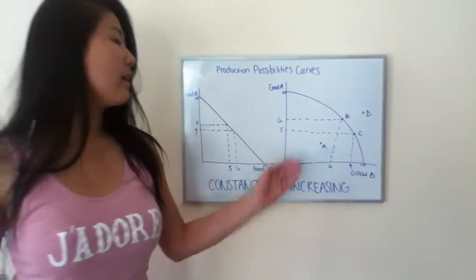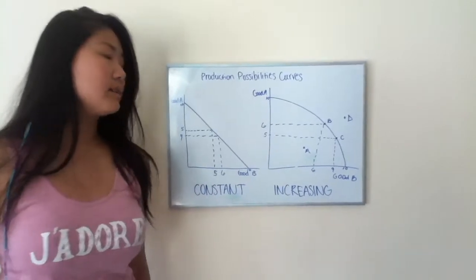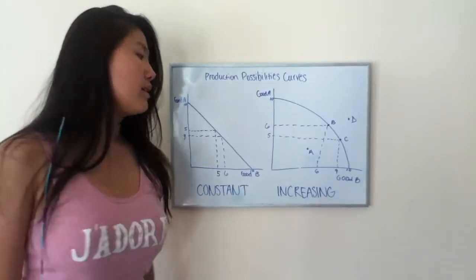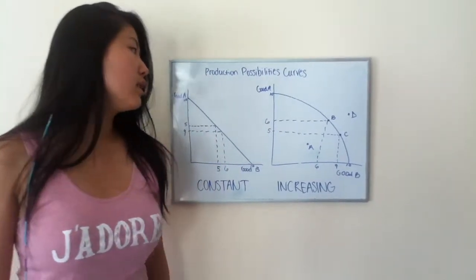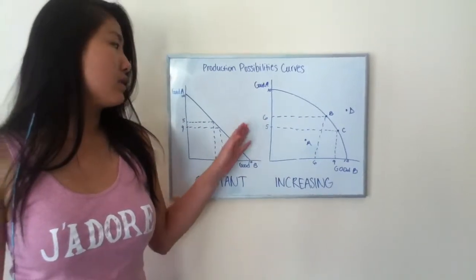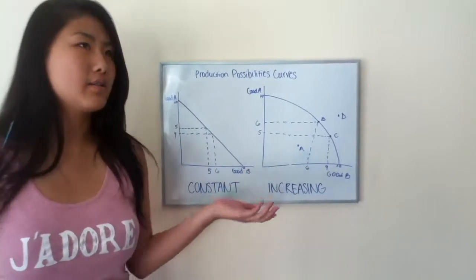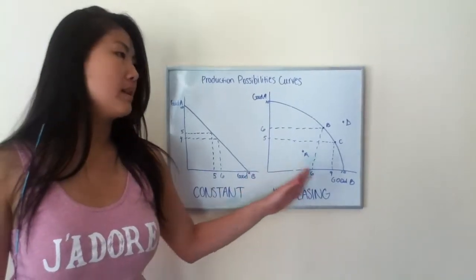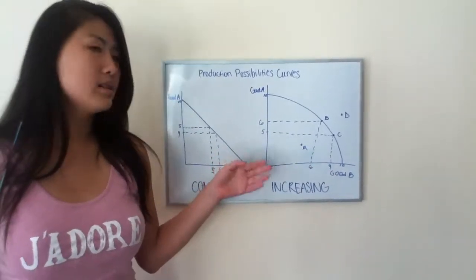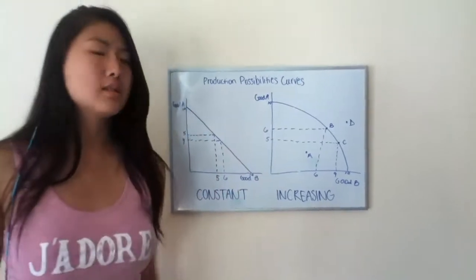Okay, so in this graph, because it's concave to the origin, there's an increasing opportunity cost. So if you increase your production of good A, then you'll have to give up more and more of good B. And likewise, if you increase your production of good B, the opportunity cost of producing good A would increase.